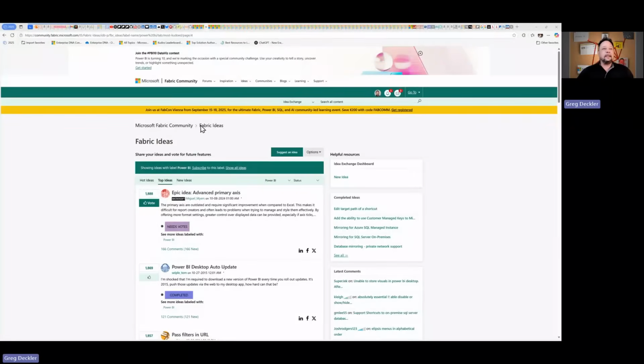My name is Greg Deckler, and it's been a few months since I ended the meme campaign over measure totals, so I thought it'd be kind of fun to check in and see how that idea is coming along, right? And I tell you, Microsoft does not make it easy.